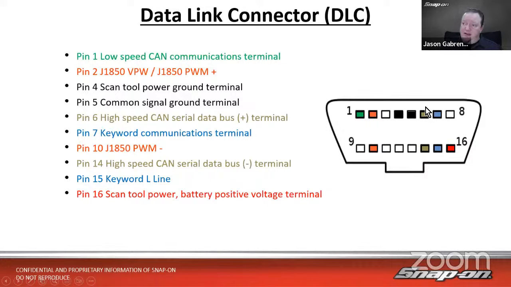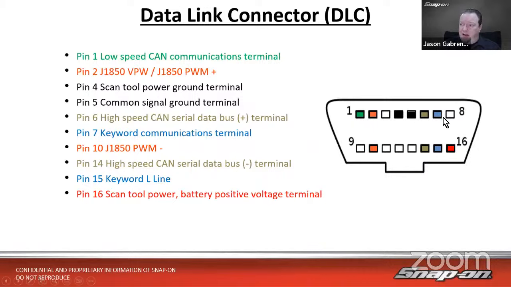Pins 6 and 14, that's going to be your CAN bus. So your main CAN bus on the vehicle. We'll see why I say that, main CAN bus, in a little while. But the main CAN bus is going to be like your engine, brakes, body control module. All the major modules on the network on the main CAN bus are going to be terminated there in 6 and 14. There can be others split into different networks as well.